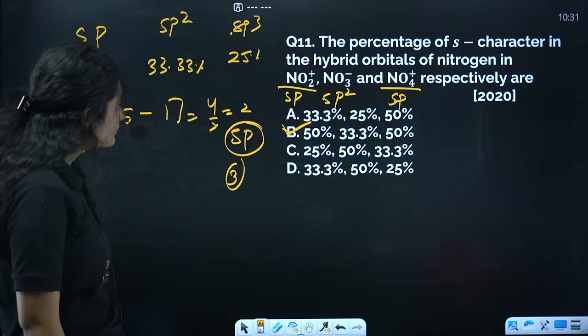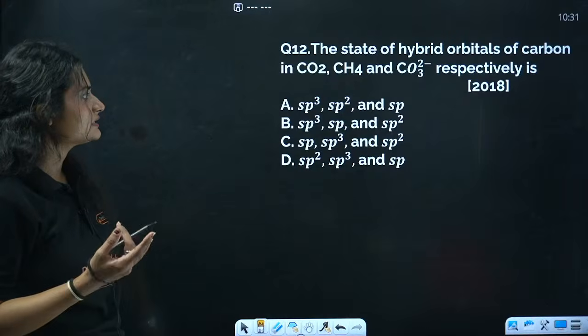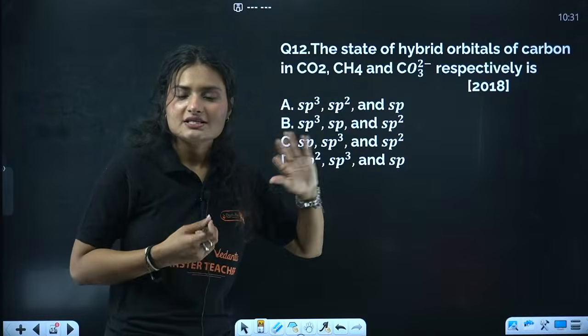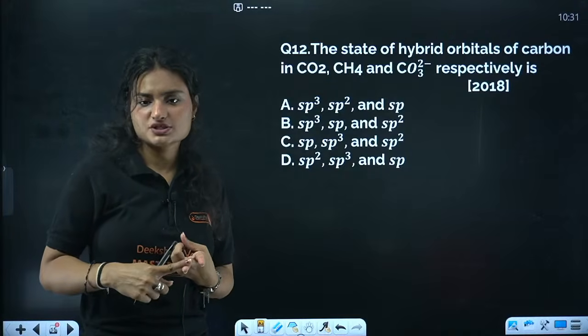Clear? Next question. The state of hybrid orbitals of carbon, again hybridization. Simple. From chemical bonding, mostly hybridization and VSEPR theory questions come, okay?